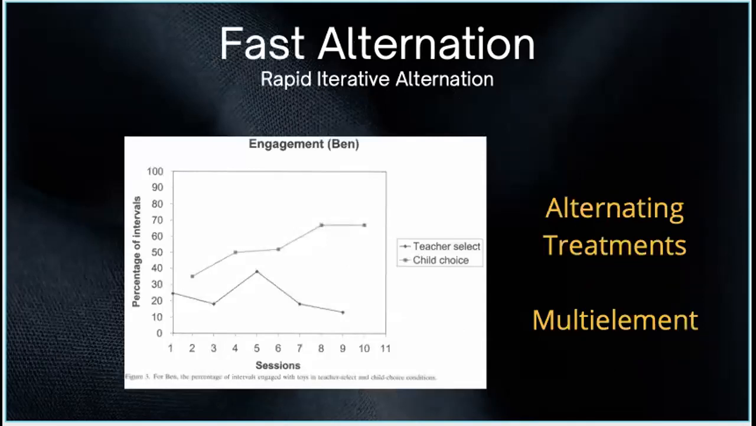The second type of condition ordering is fast alternation, generally referred to as rapid iterative alternation designs. In these designs, instead of implementing one condition for several days and then another for the next several days, you alternate them rapidly. So here for 1 session, researchers implemented a teacher choice condition, then the next session was child choice, and so on. Basic design types using this method are the alternating treatments and multi-element designs.